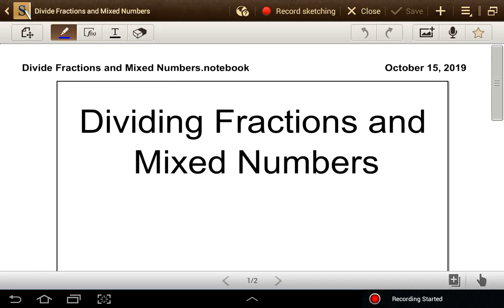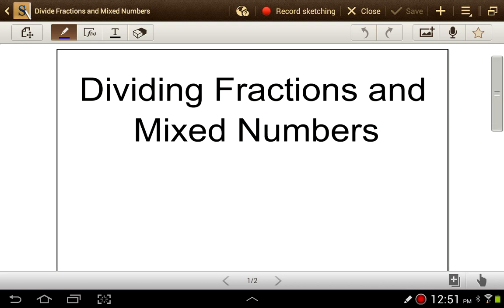Alright guys, here we go. Today we're going to talk about dividing fractions and mixed numbers. So go ahead and write down in the title of your sheet of paper, Dividing Fractions and Mixed Numbers. If you need to pause, go ahead. Otherwise, I will be moving on to our key concepts.